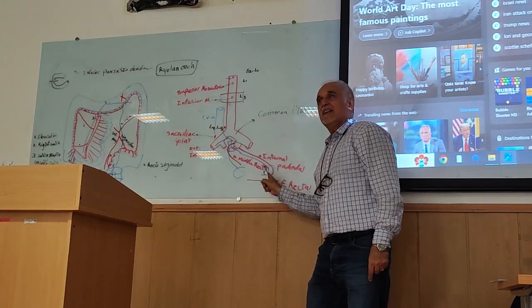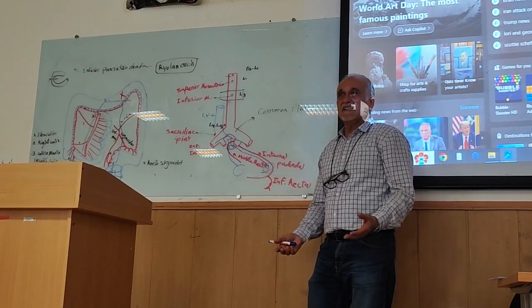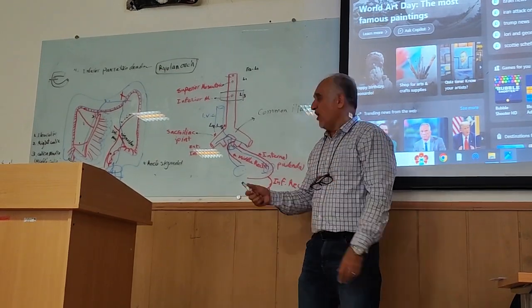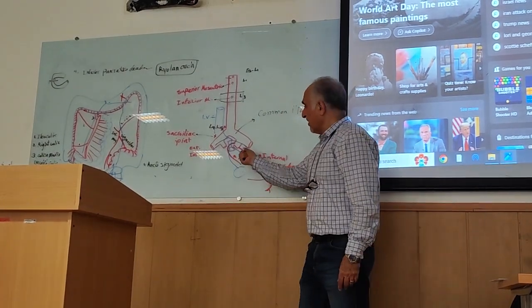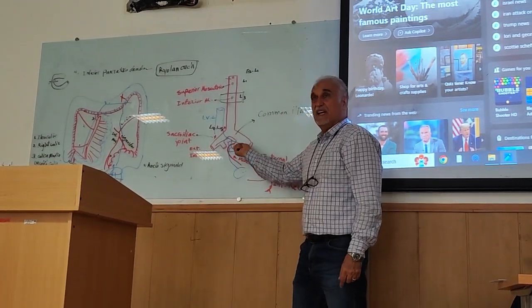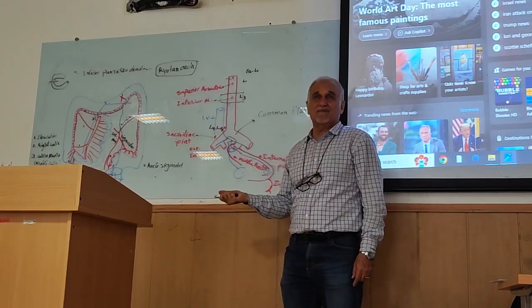Superior and middle. Inferior and middle rectal. Yes? Because there is a rule. For any arteries, the veins go through the arteries. If these arteries originate from the iliac, so they should go back to the iliac vein, the same.